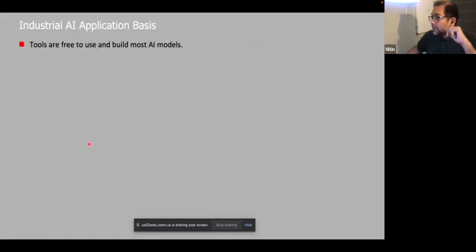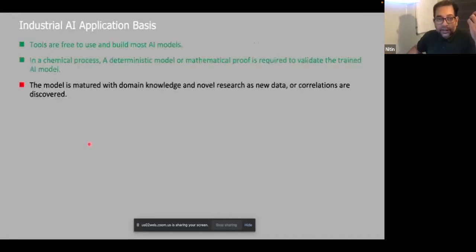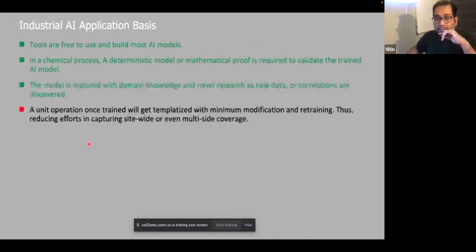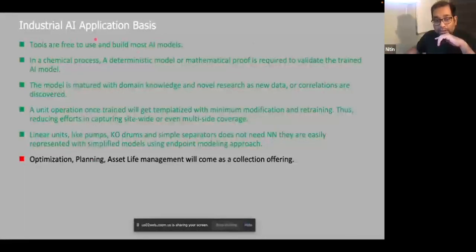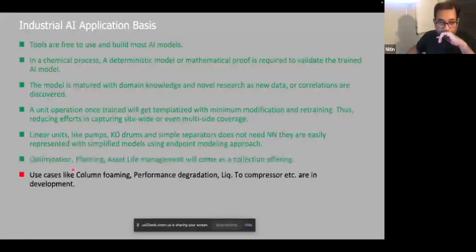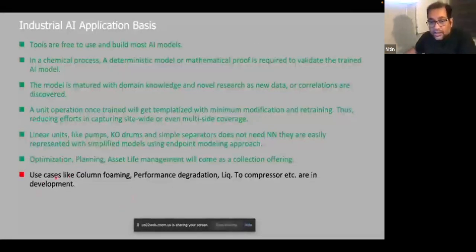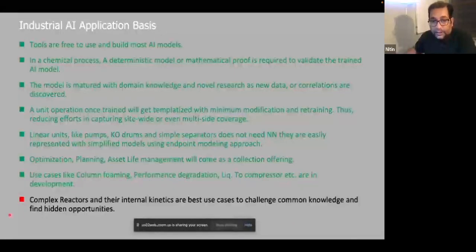Now, why we are so happy is basically that the tools are free, so we can do a lot of experimentation. We can go ahead and create a lot of chemical process and deterministic models. Okay, so these are just a few of the points which need to be considered. And these are use cases like column fouling, performance degradation, liquid to compressor, and all are in development. You can say that these are secondary phenomena which you cannot see directly by a sensor, but they affect your performance and efficiency. Right? Then you can optimize your complex reactors, understand the internal kinetics, better control those reactors, and find the hidden opportunities. Right?